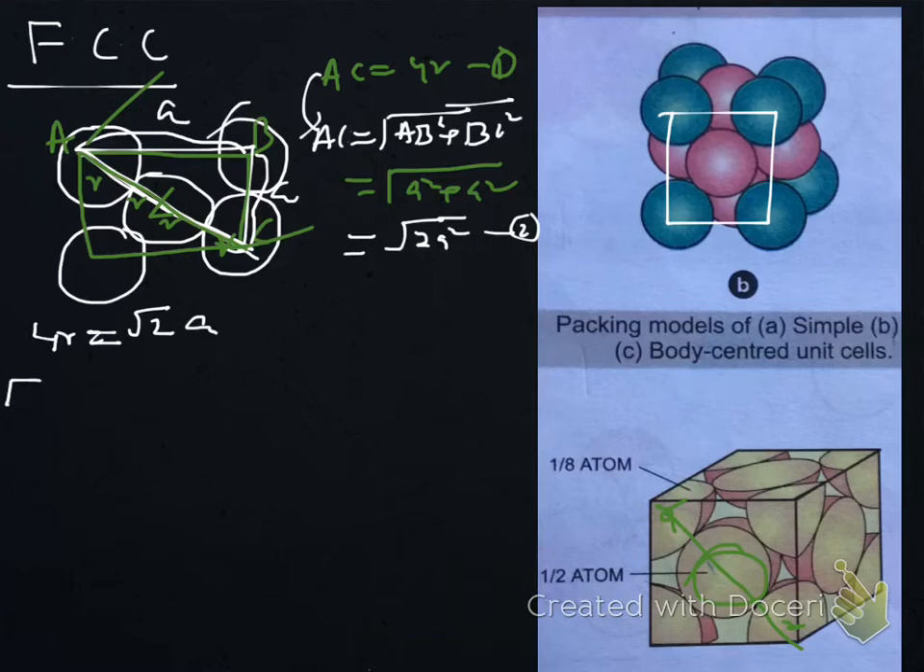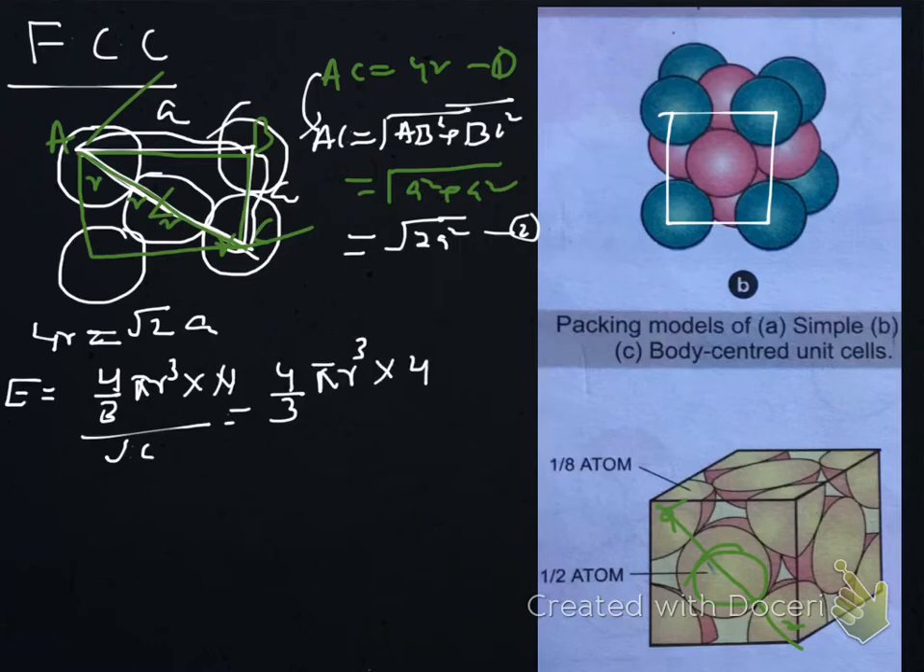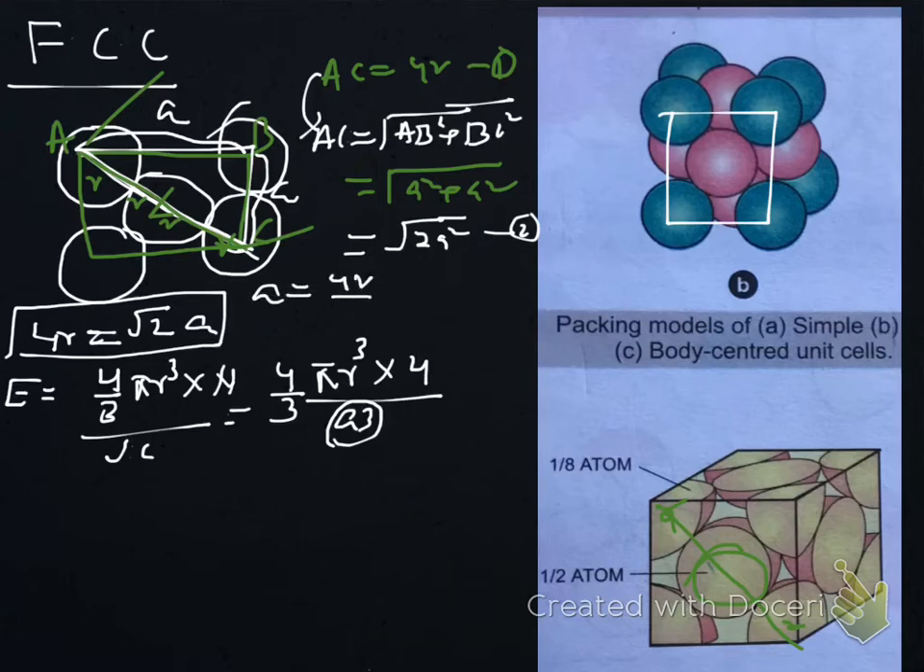Now what is efficiency? Number of spheres, 4 by 3 pi r cube into number of spheres, divided by volume of cube, that is 4 by 3 pi r cube into 4. In FCC we have 4 particles, divided by volume of cube, a cube. Then again you have to change a in terms of r. We have 4r equal to root 2 a, then a equal to 4r by root 2, that is 2 root 2 r. Put this relation here.